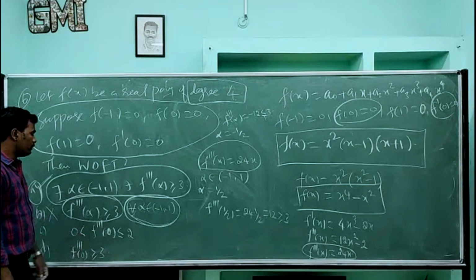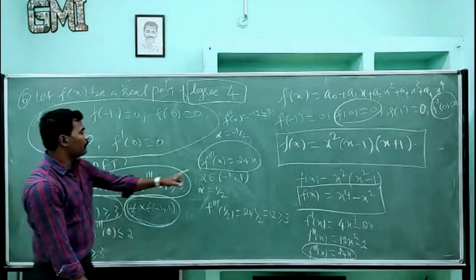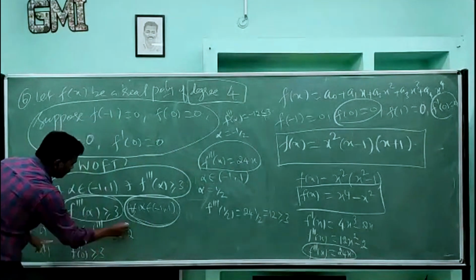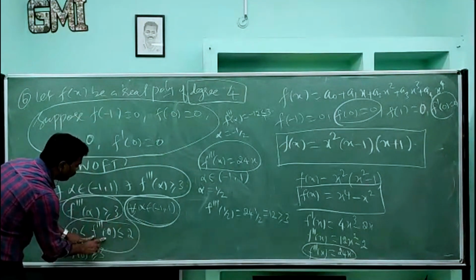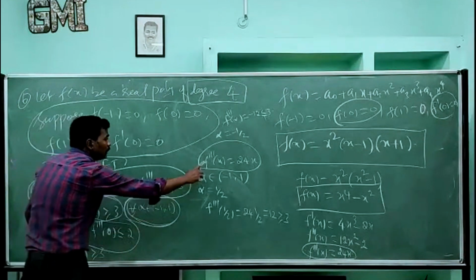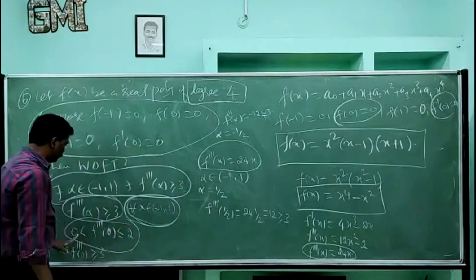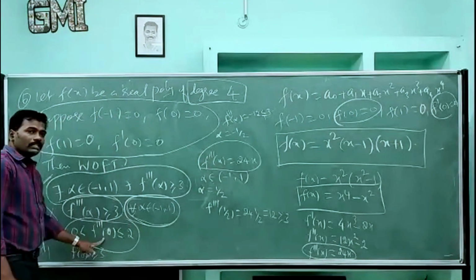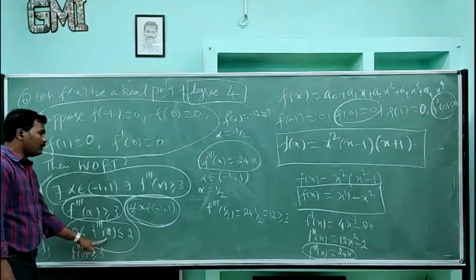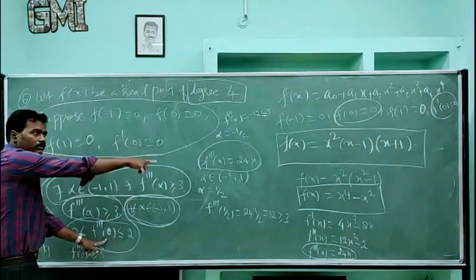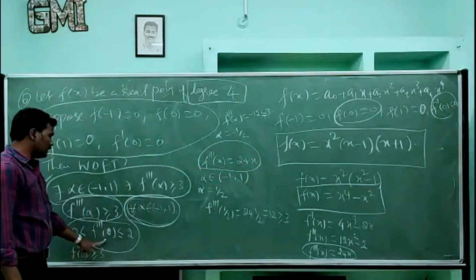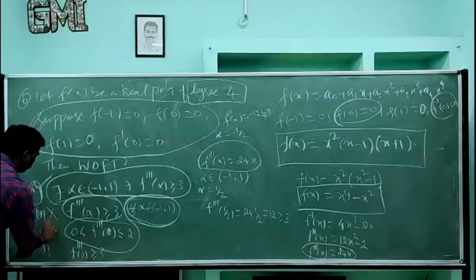What about this? We know f triple prime of 0 is very clearly 0. So this option says that f triple prime of 0 is greater than 0 and less than 2. But f triple prime of 0 is exactly 0. Is 0 strictly greater than 0? No. F triple prime of 0 is 0. Correct. F triple prime of 0, 24 into 0, is 0. Is 0 strictly greater than 0? No. So this is not true.